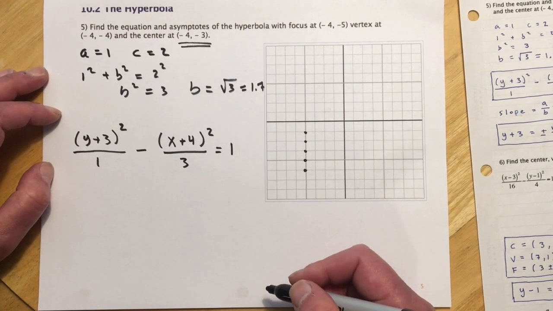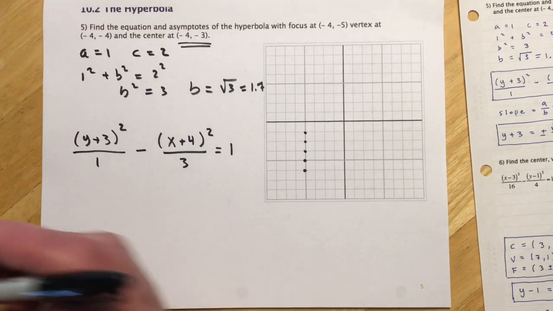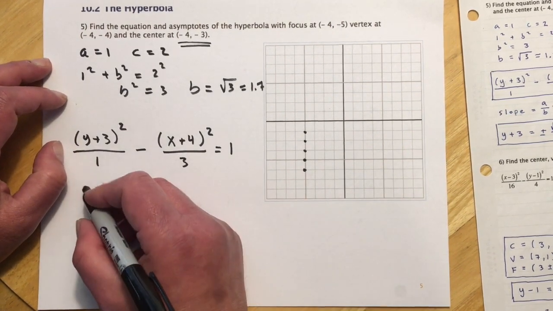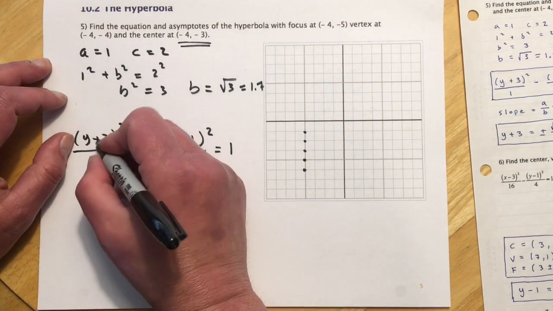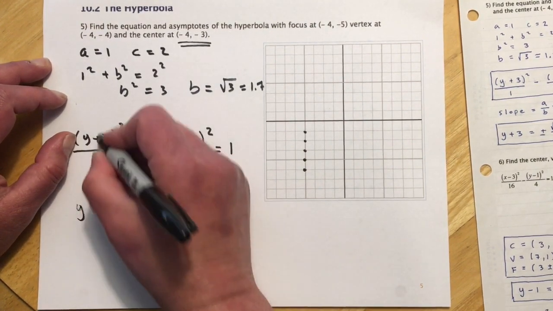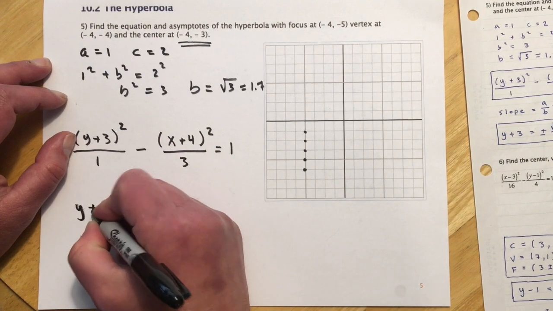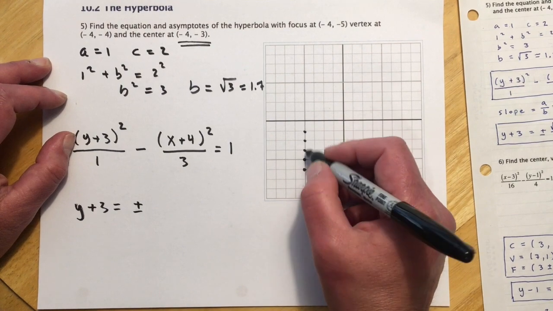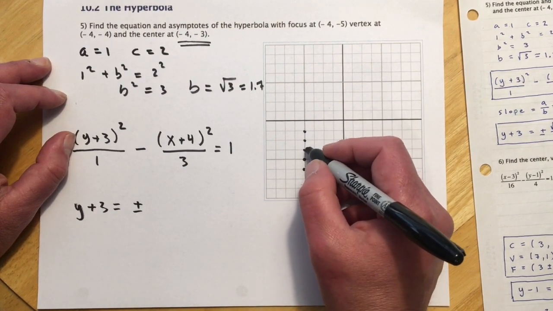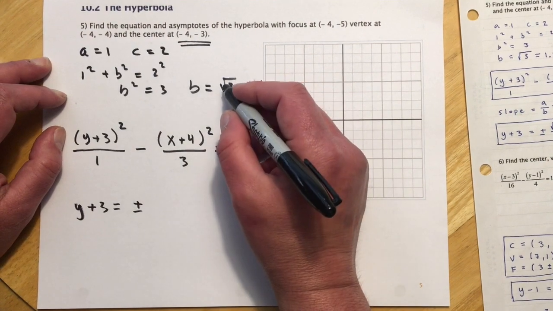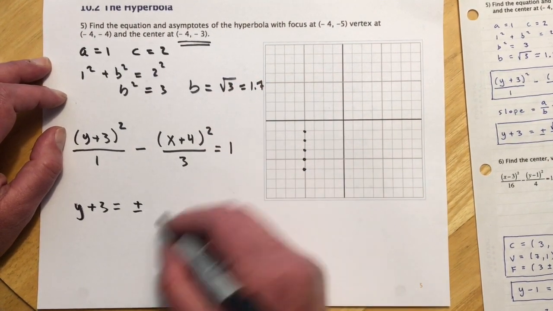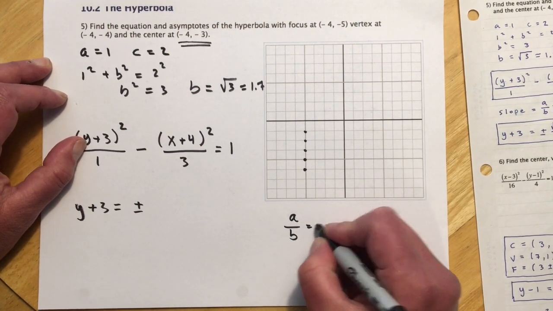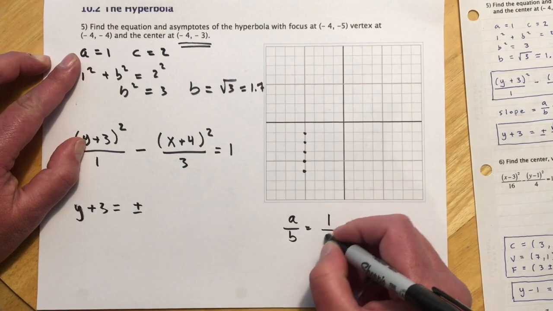And we're also supposed to find the equations of the asymptotes. And remember, those are on that sheet of notes. So it goes y minus k, so this piece. So y plus 3 equals plus or minus. In this case, it's rise over run, so it's going to be a over b. And let's see, b this time, let me do this over here. So our slope is a over b, and that would be a is 1 and b is root 3.